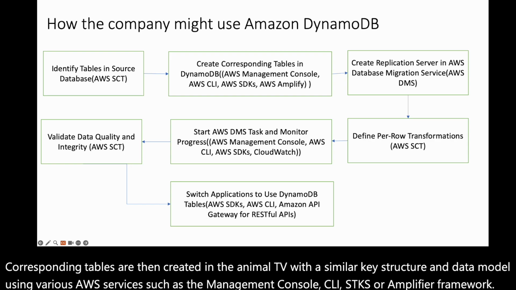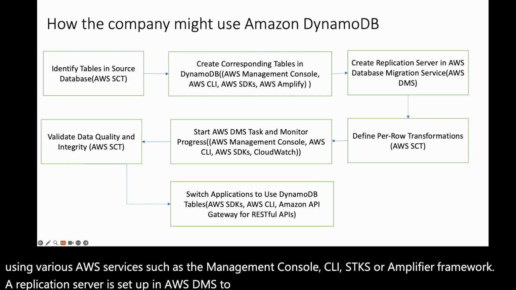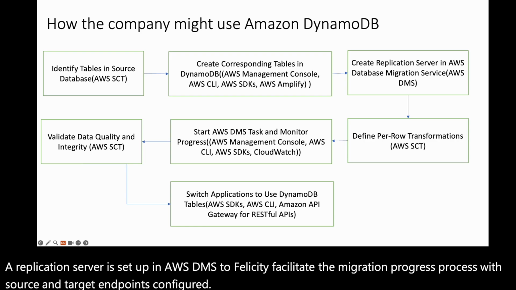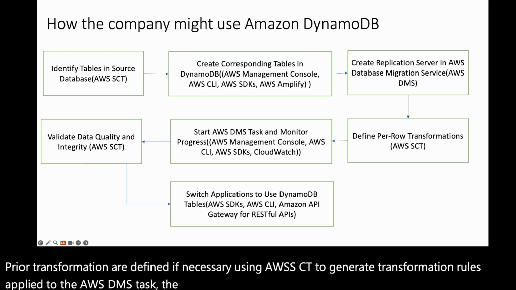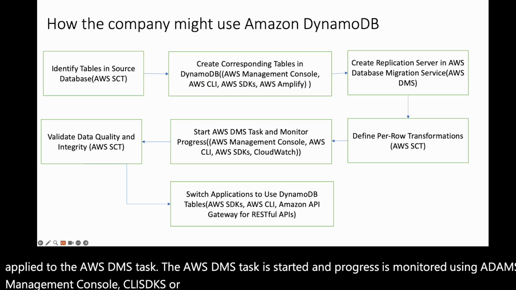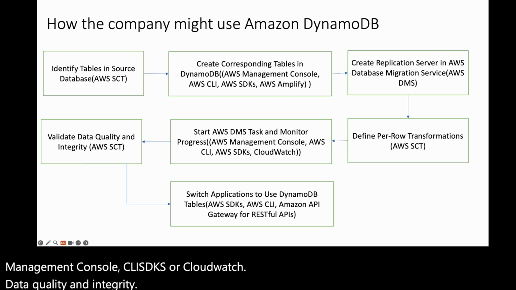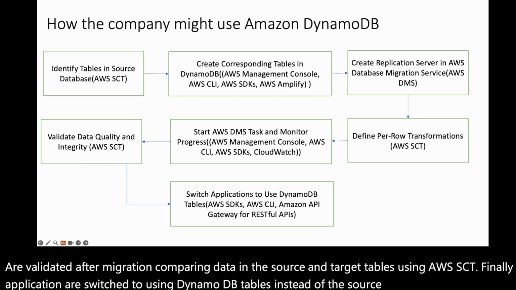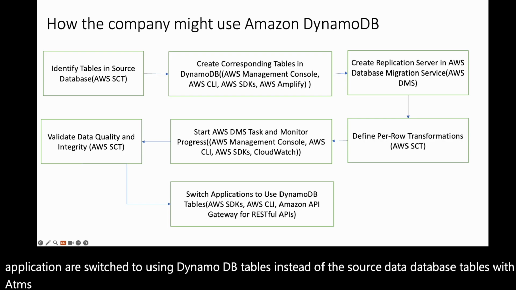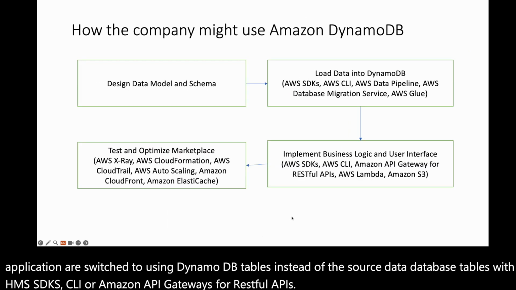A replication server is set up in AWS DMS to facilitate the migration process with source and target endpoints configured. Pre-migration transformations are defined if necessary using AWS SCT to generate transformation rules applied to the AWS DMS task. The AWS DMS task is started and the progress is monitored using the AWS Management Console, CLI, SDKs, or CloudWatch. Data quality and integrity are validated after migration, comparing data in the source and target tables using AWS SCT. Finally, applications are switched to using DynamoDB tables instead of the source database tables with the AWS SDK, CLI, or Amazon API Gateway for RESTful APIs.